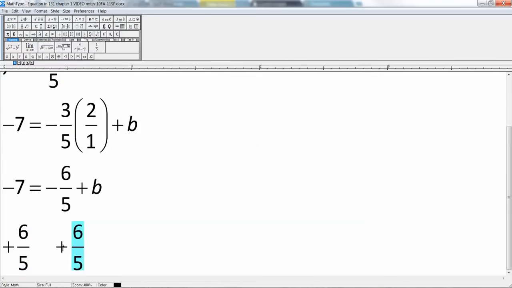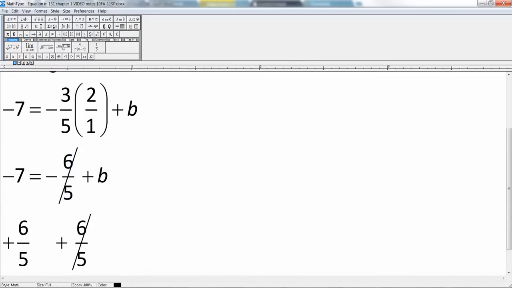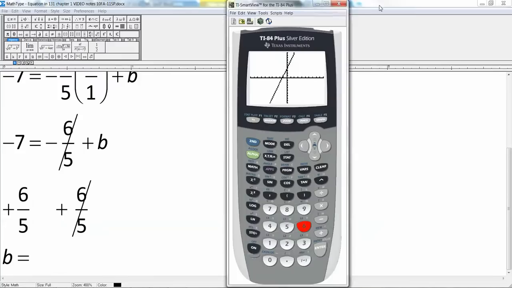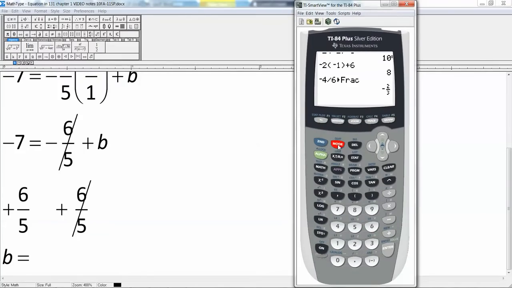Now, why are you doing that? Well, because they're going to disappear, because -6/5 plus 6/5 makes 0. So you're left with b equals whatever this is. Now, we are not in pre-algebra class anymore. If we were, I'd say multiply by 5 over 5 and get the common denominator and all that good stuff. But you guys have calculators, right? So let's use it. By the way, if you're ever in the graphing screen and you're wondering how to get out of here, 2nd, quit, the mode button right above there. And you can clear old fractions if you don't want them.